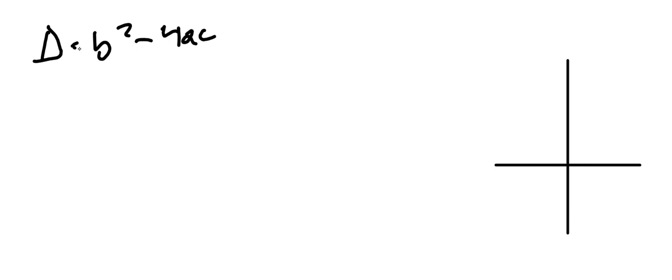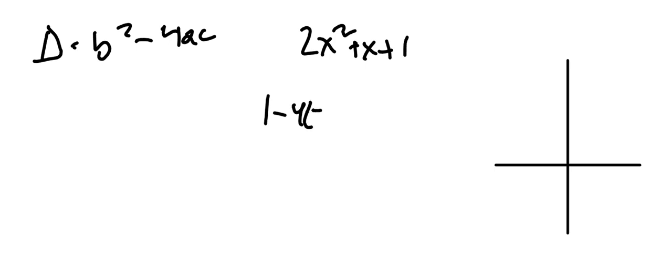And essentially, let's say we have here 2x squared plus x plus 1. B squared, which is 1, minus 4 times 2 times 1. 1 minus 8, which is equal to negative 7.